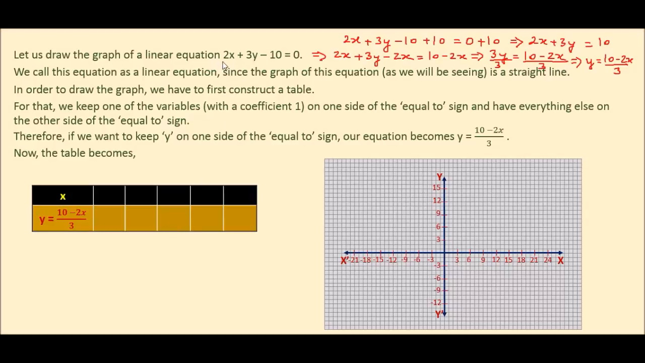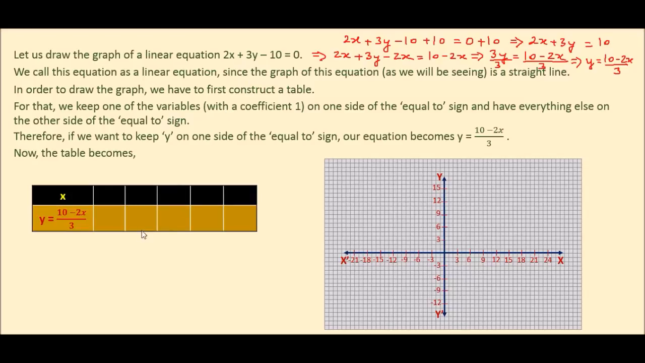Since the graph of this equation will be a straight line, we know in order to define a straight line, we have to have a minimum of 2 points. If we have 2 points, we can join those 2 points to get the straight line. But if you have a question asking you to get the graph of a linear equation, I would highly recommend that you get the coordinates of 3 points.